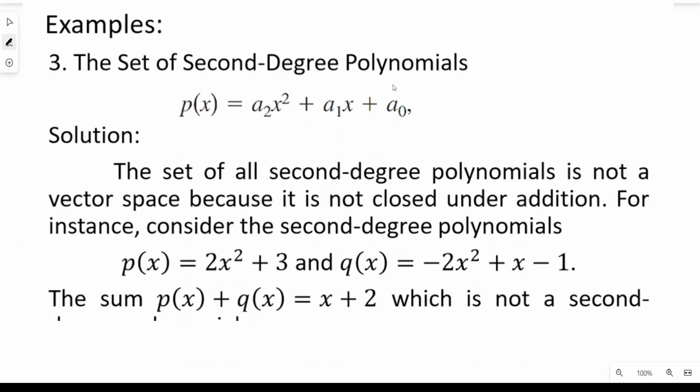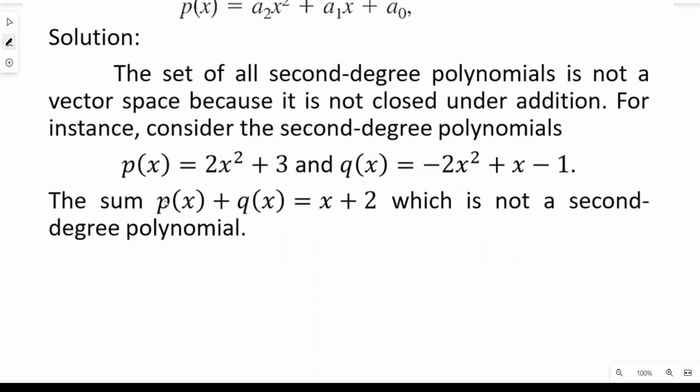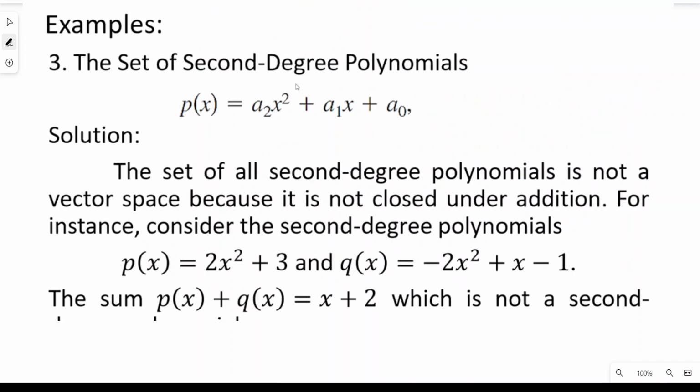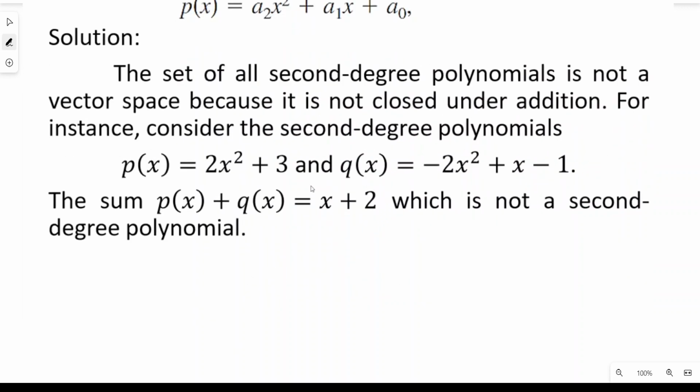The set of strictly second degree polynomials is not a vector space because it might fail with the closure of addition, considering the numerical coefficient of your second polynomial as the negative of the numerical coefficient of the first polynomial, the leading coefficient rather, no? Considering p of x as 2x squared plus 3 and q of x as negative 2x squared, wherein we are taking just the negative of the leading term, plus x minus 1. So the resulting polynomial would just be x plus 2 rather, which is of degree 1. So strictly the set of second degree polynomials is not a vector space, but rather the other one, the set of second degree polynomials or less, is a vector space because this is covered in the set of polynomials of degree 2 or less. This is a degree 1.